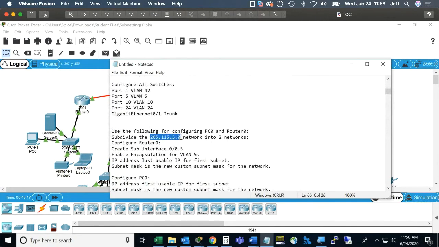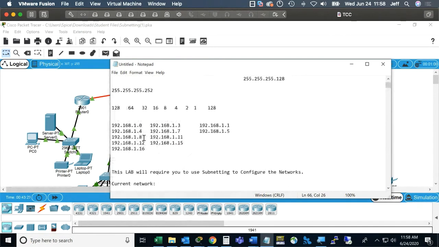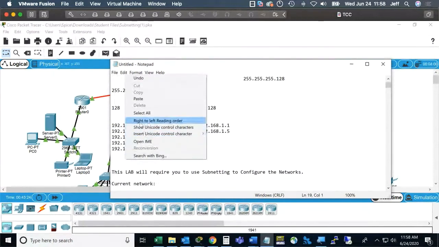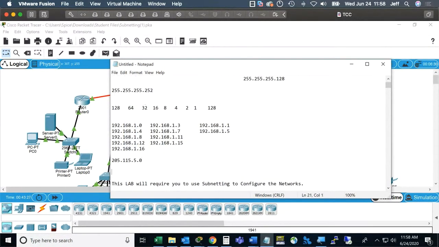Okay, so copy that. All right, so what we're doing is taking this network, which has a 255.255.255.0 subnet mask, and we're going to break this up into 255.255.255.128, because we're going to break it into 2 networks. So we just take this first bit, that gives us 0 and 1, so we can create 2 networks.